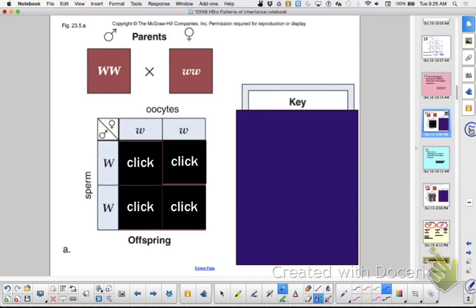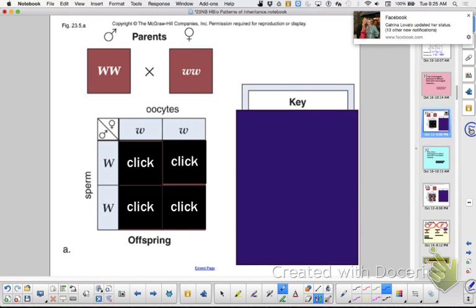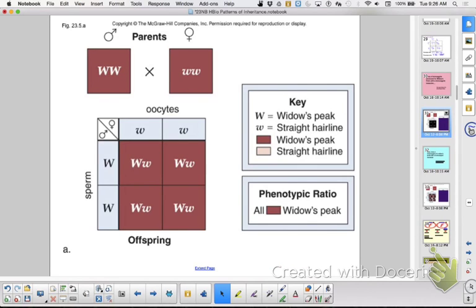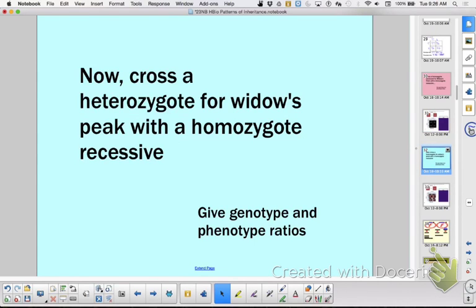Did you set it up something like this? Homozygous dominant with a homozygous recessive. So here, if we did genotype and phenotype, there are no ratios. You would just say all what? For genotype, all big W, little w. And for phenotype, you would say all widow's peaks. All right, do this one for me.